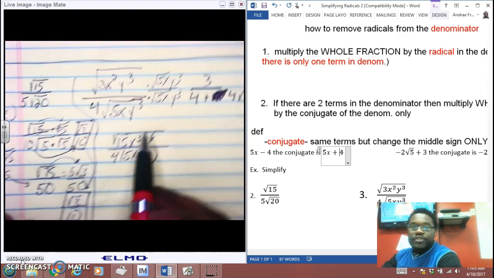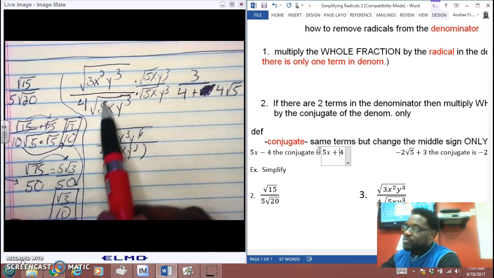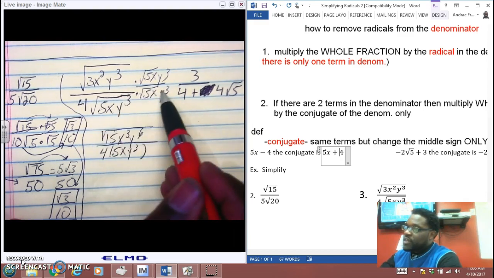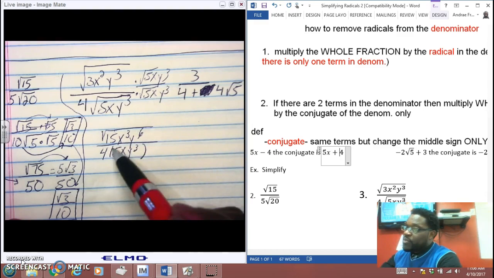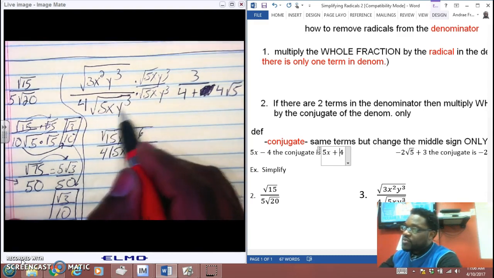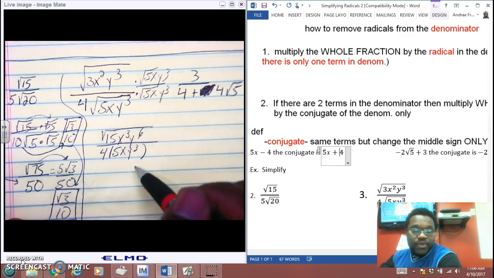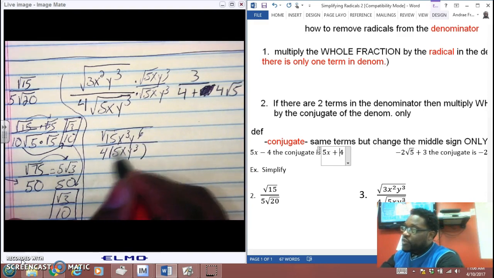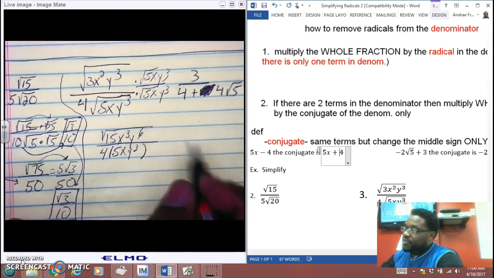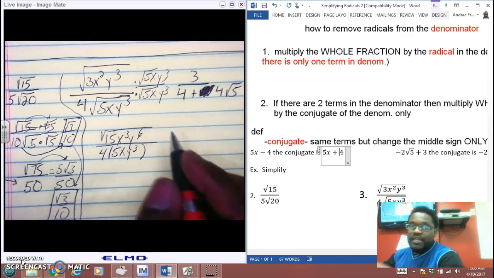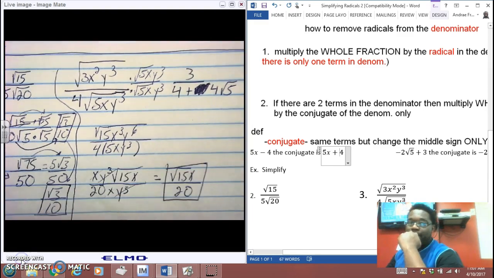Now, what you got to remember is this. Anytime you multiply a square root by another square root, your answer is going to be the square root, well, I mean, what's underneath the square root. So 5xy cubed times the square root of 5xy cubed, that drops out, and so it's really just 4 times 5xy cubed. Alright? So for the sake of speeding up, let me go ahead and work this out.